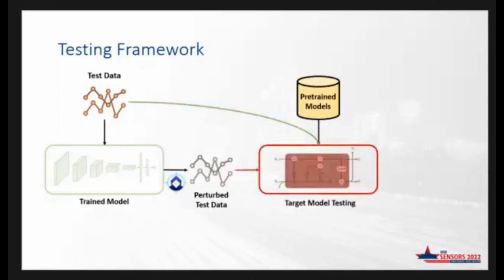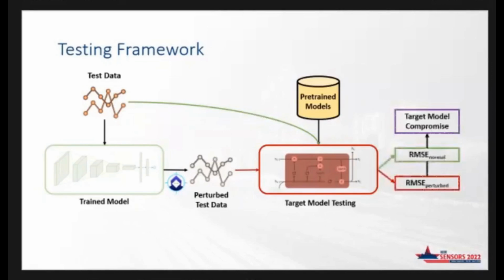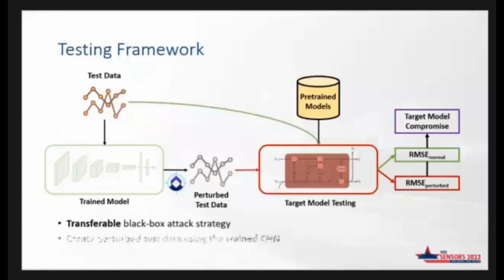Then we have some target models. These are trained models, which I will show you the details of. Then we provide this perturbed data, and this will give us the perturbed error. So here, RMSE is our error metric. This RUL estimation is actually a regression task. And the green arrow represents a clean test. By using these two error values, we calculate a compromise, which is nothing but the RMSE perturbed divided by RMSE norm.